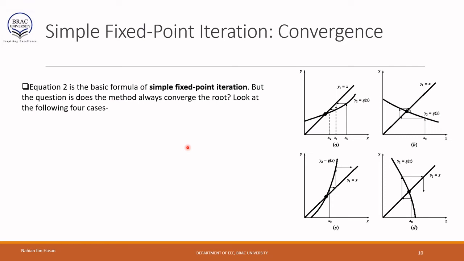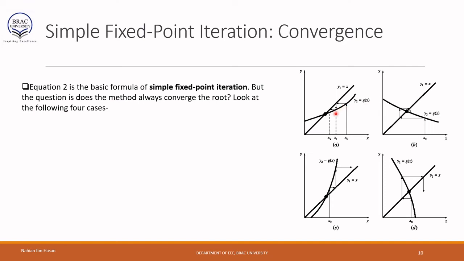So on the left hand side of the equation we have x, and on the right hand side we have g of x. If we plot these two functions separately, we will get these four separate figures. y equal to f1 equal to x remains the same in all of these figures. What we are trying to find out is, if the right hand side function g of x changes, how the convergence changes.